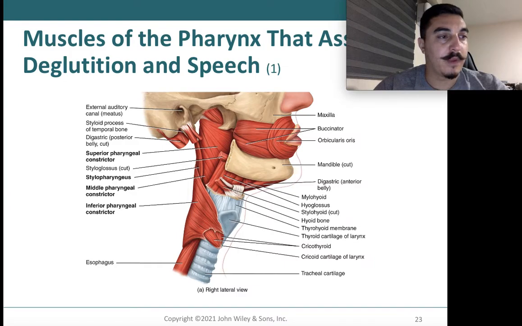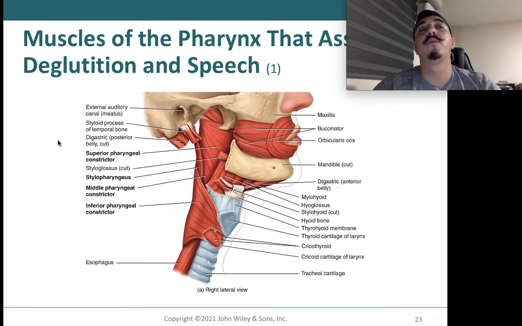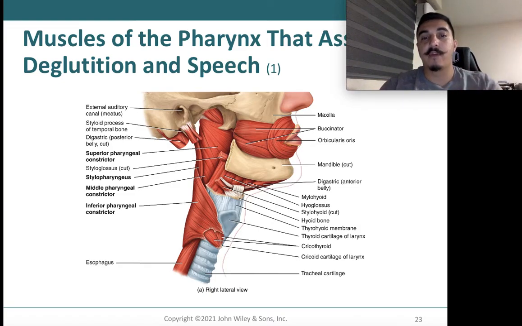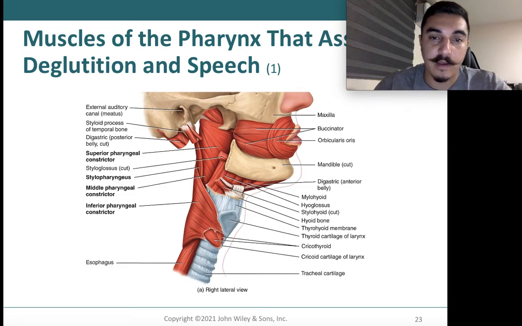Then we have also a little bit more about those muscles that are going to help with passing stuff down and help with talking. So we're going to have our superior pharyngeal constrictor, so it's going to contract the pharynx. We have our inferior pharyngeal constrictor as well. We have our middle pharyngeal constrictors, so similar function, one's on top, one's on the bottom, one's in the middle. We have the stylopharyngeus as well, kind of in the back of them.